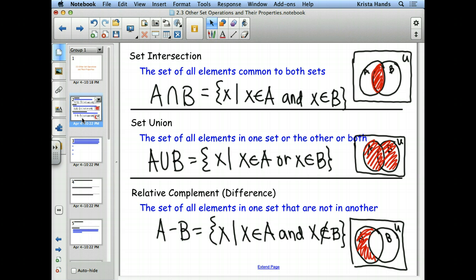Notice, it doesn't say anything about anything being in B. I don't care what's in B. I just need to not be in B to remove that portion of B from my argument.